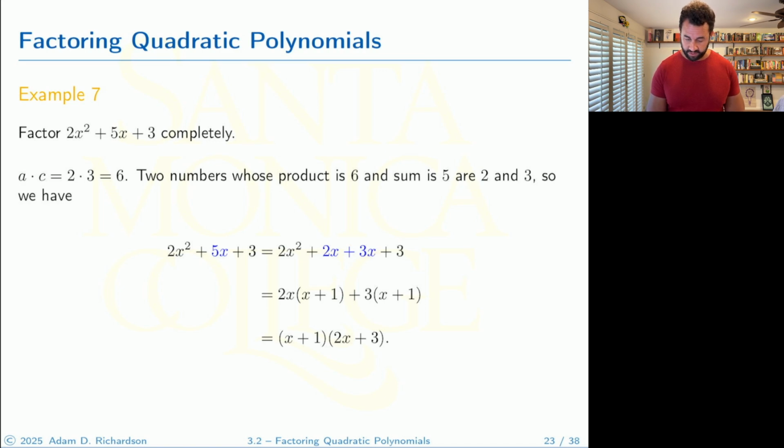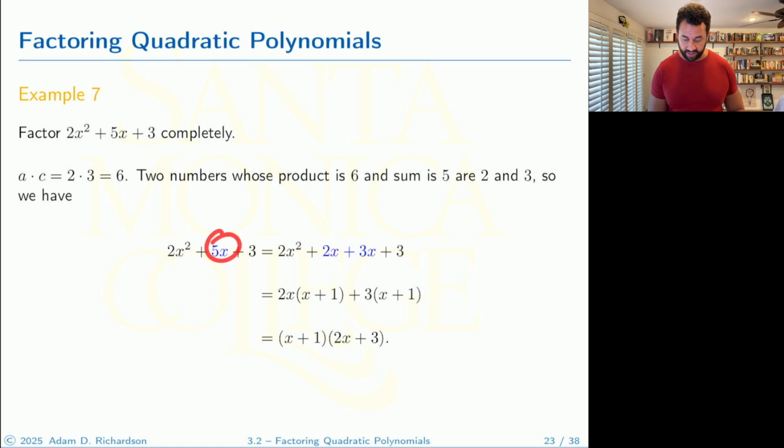First, we multiply 2 and 3 to get 6. Now what we need are two numbers whose product is 6, but whose sum is 5. In this case, it happens to be 2 and 3, right? 2 times 3 is 6. 2 plus 3 is 5. It's just a coincidence that they happen to be these same numbers. But these two numbers add up to 5 and they multiply to equal 6.